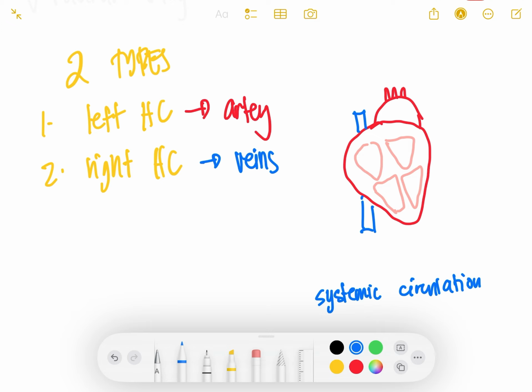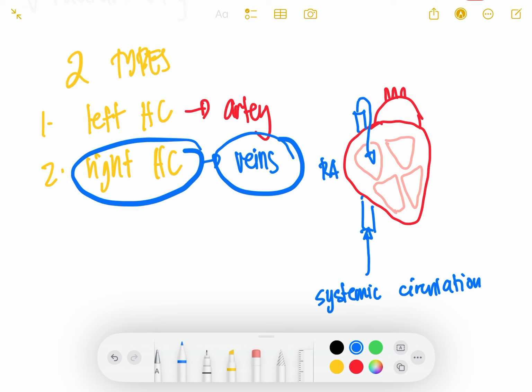So, paano mangyayari yon? This blood will go through the veins. And ano yung pinaka-major na veins natin? You have superior and inferior vena cava. And then from the superior and inferior vena cava, papasok yan sa right side ng heart, which is the right atrium. That is why veins ang ginagamit for right heart catheterization. And then, from the right atrium, bababa yan kay right ventricle. And from the right ventricle, dadaan yan kay pulmonary artery.